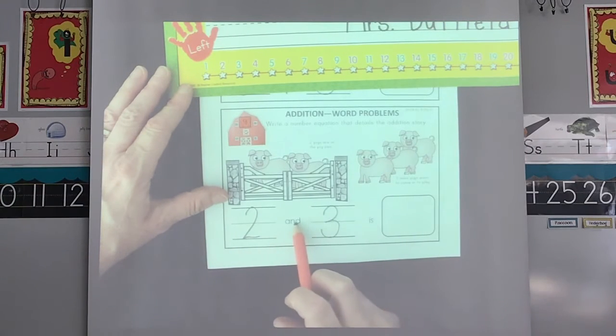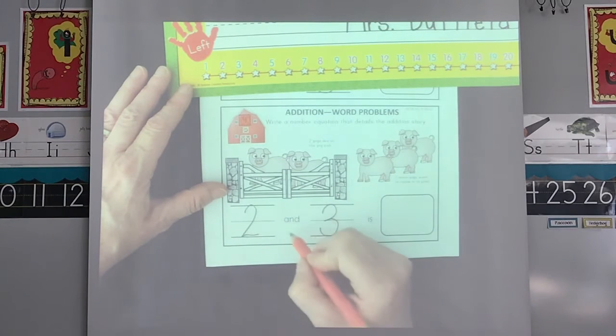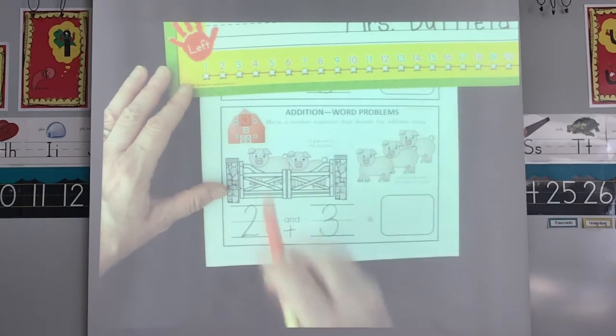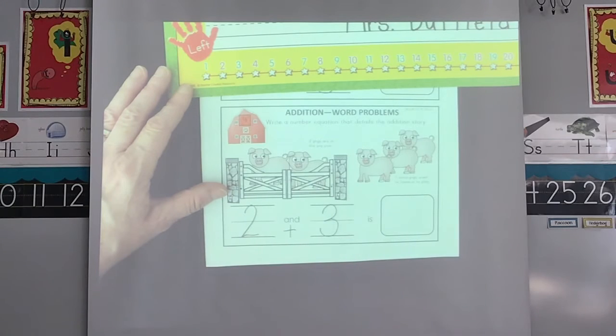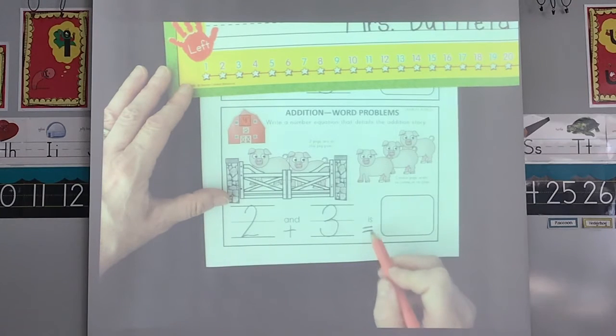So if we were to put our math symbol, "and" means the same as plus or adding, because you're adding more. You have 2, and then we're adding 3 more to get a bigger number. Our number is going up the number line. It's getting big. "Is" means that's how many all together. How many all together equals.